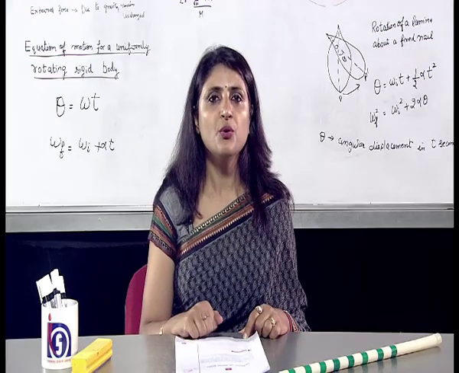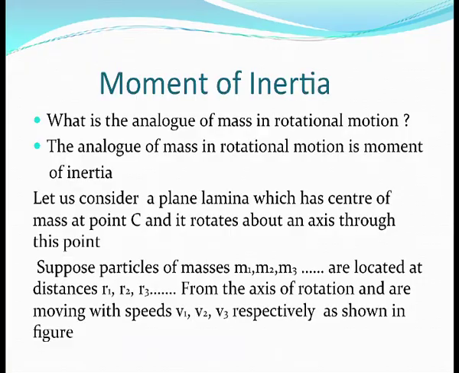Let's come to moment of inertia. What is an analog of mass in rotational motion? Well, the answer to this is a very interesting term, that is moment of inertia. Let us consider a plane lamina which has a center of mass at point C and it rotates about an axis through this point. Suppose particles of masses m1, m2, m3 are located at distances r1, r2, r3 from the axis of rotation and are moving with speeds v1, v2, v3 respectively, as shown in this figure.